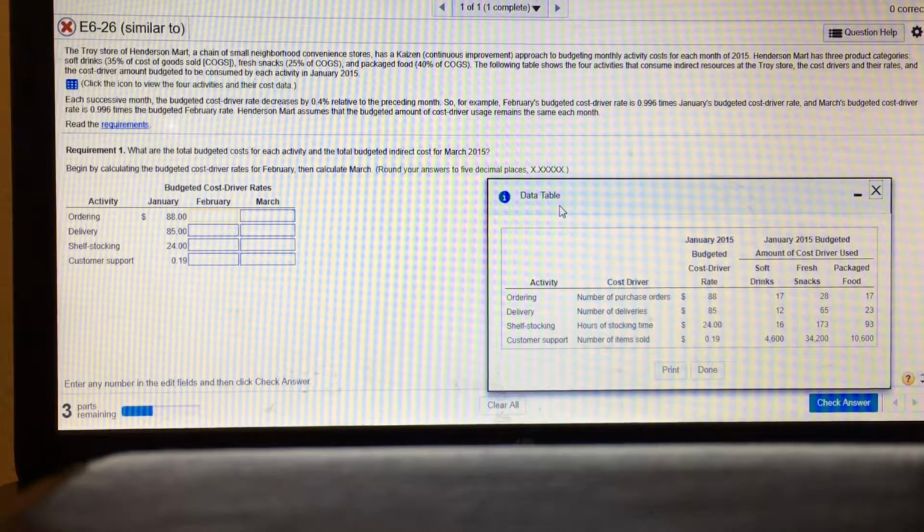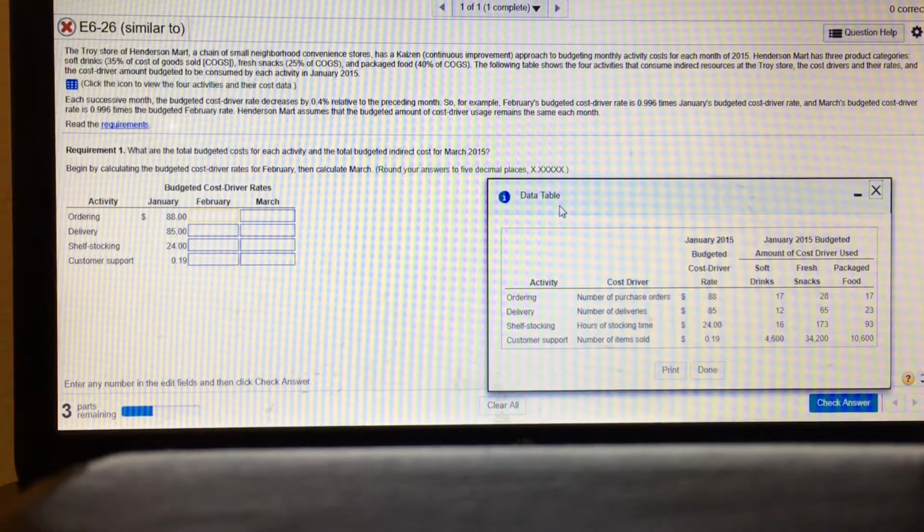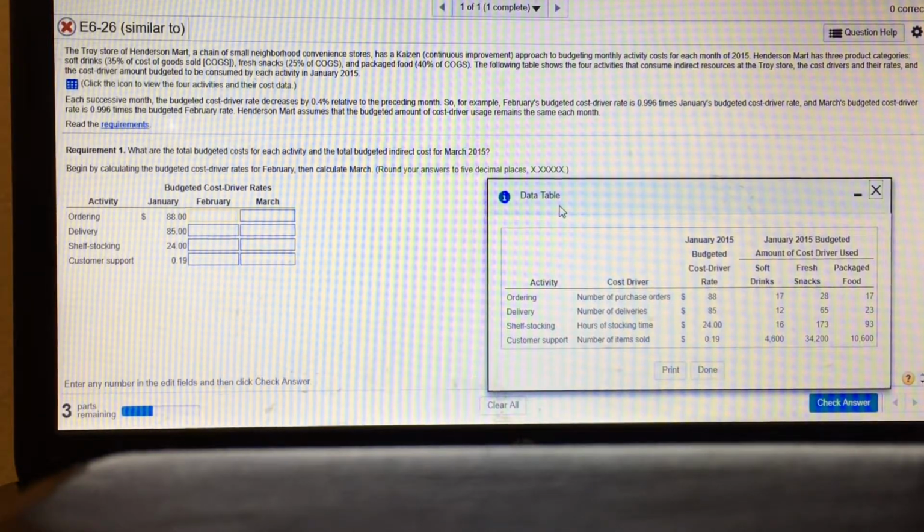Hello everyone, so we'll be working on 6-26. The Troy store of Henderson Mart, a chain of small neighborhood convenience stores, has a Kaizen approach to budgeting monthly activity costs for each month of 2015. Henderson Mart has 3 product categories: soft drinks, fresh snacks, and packaged food.